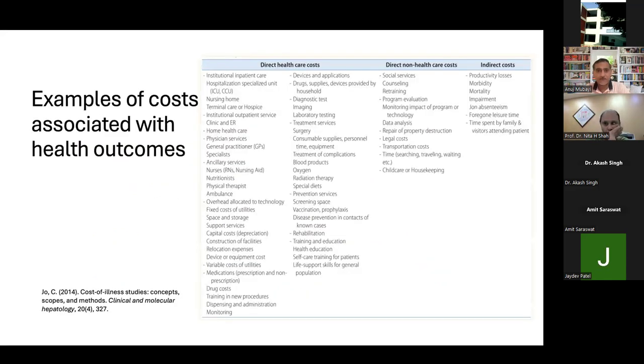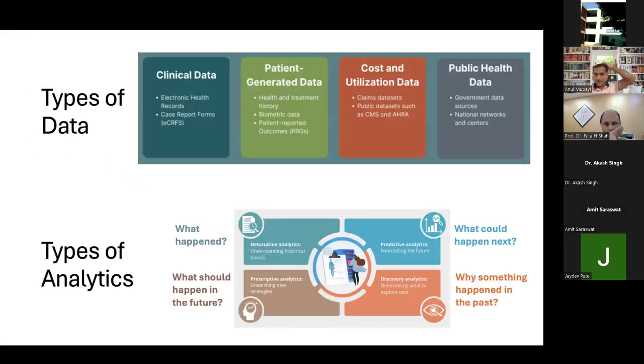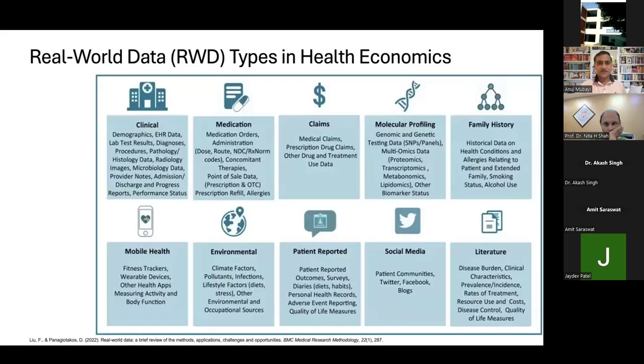This is a list of many of these costs. I don't want to waste time on that. I want to give you actually this part. So in modeling in the healthcare sector, we use lots of healthcare data. So I want to give you some examples of healthcare data.